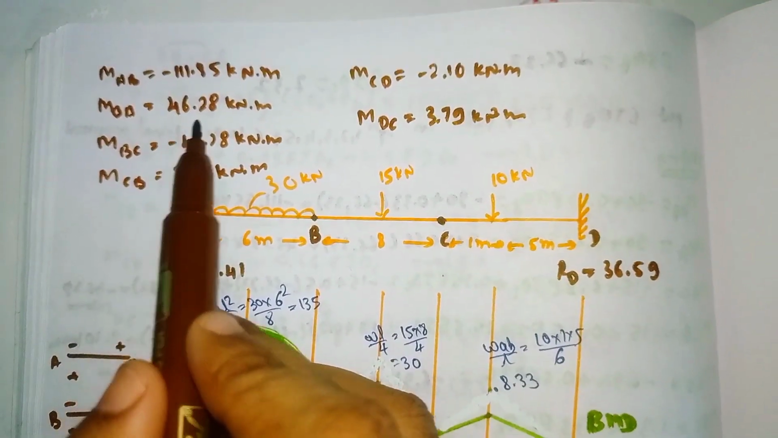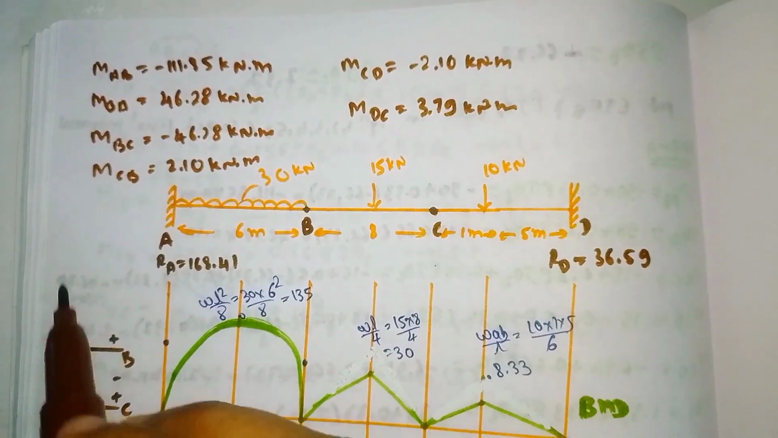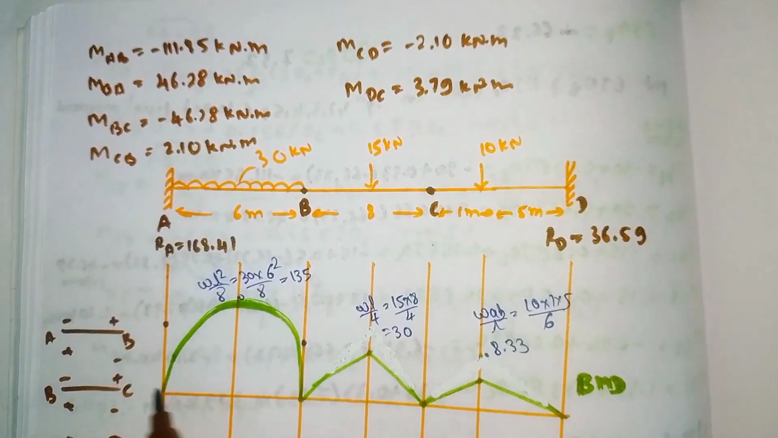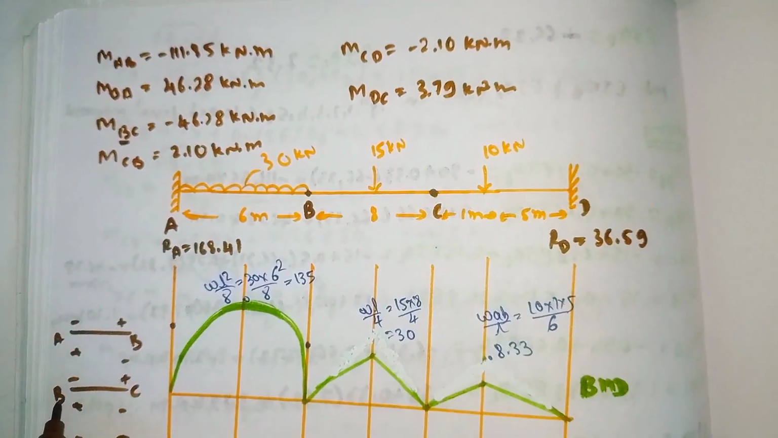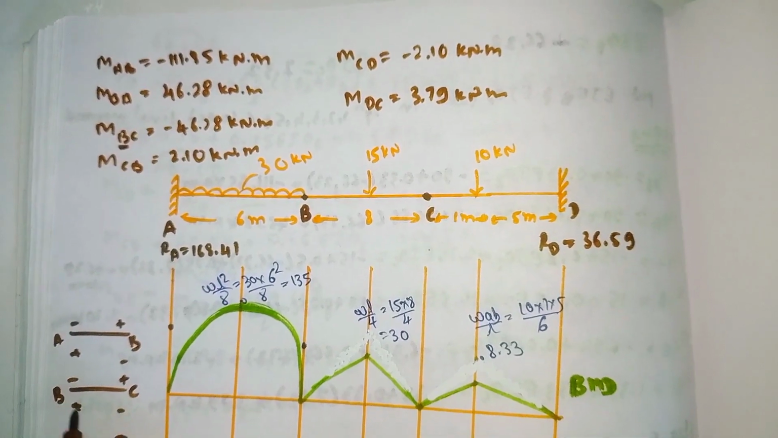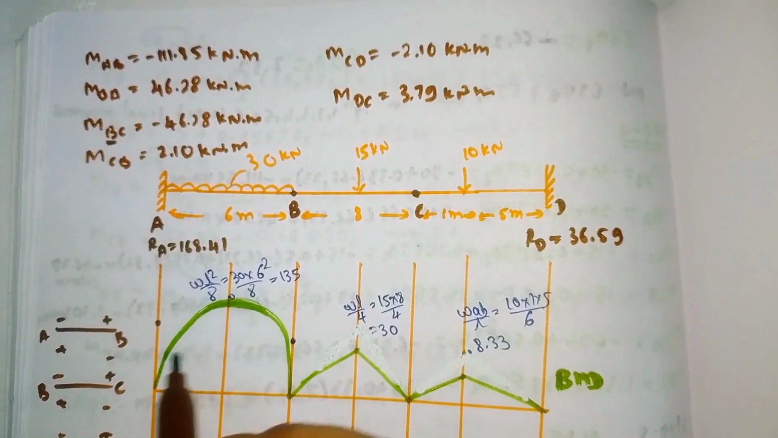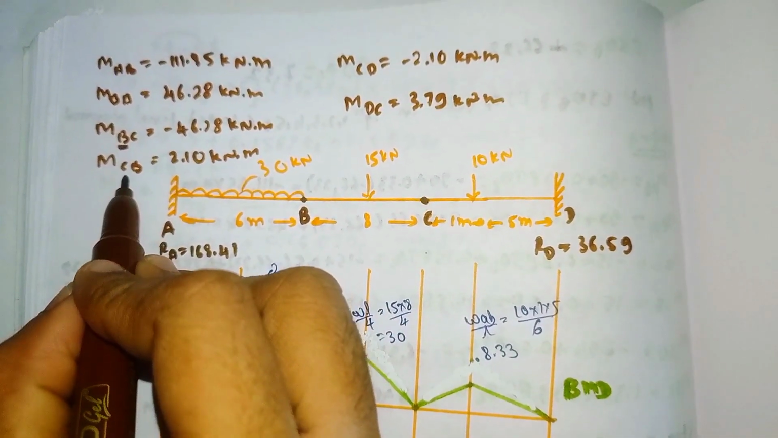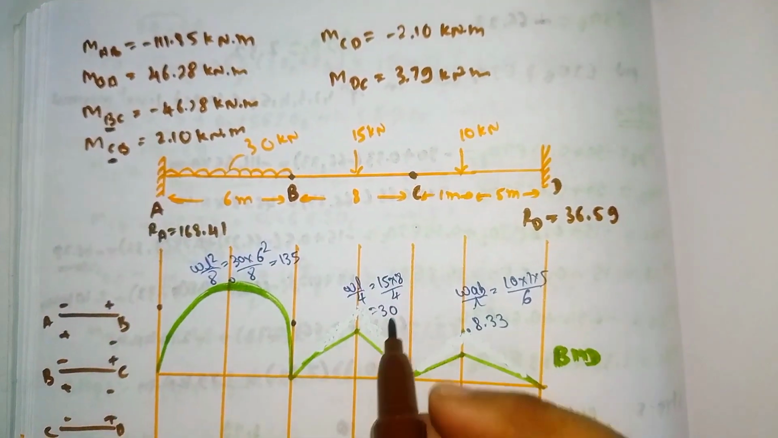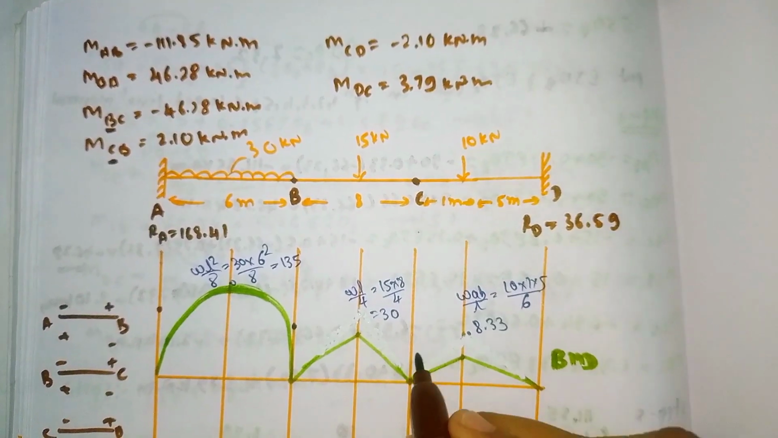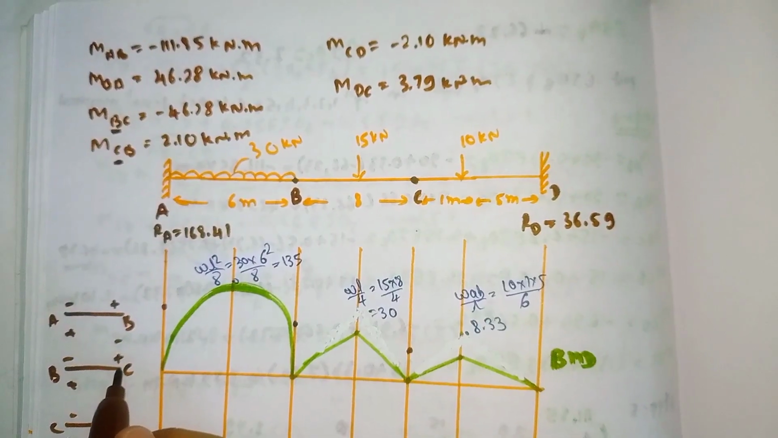For MBA we have 46.28, it is positive. So point B is here, it comes here. And for MBC we have minus 46.28. So at point B we have to see the first point, the first point is B. So at point B the negative value comes above the neutral axis. It also comes here at the same point. And for MCB the first point is C here. At point C, 2.10. So at point C, 2.10 means it comes here. The positive value also comes above the neutral axis.